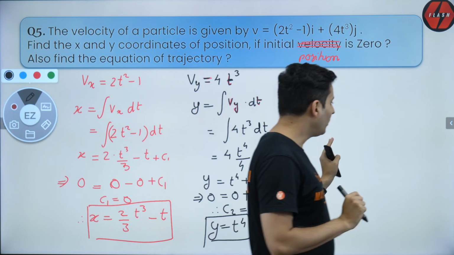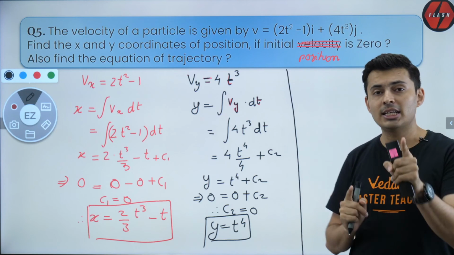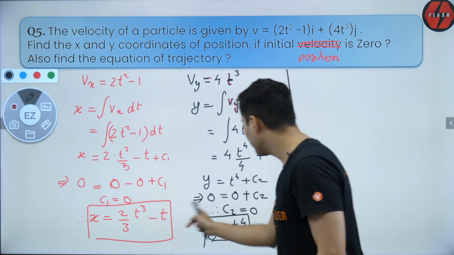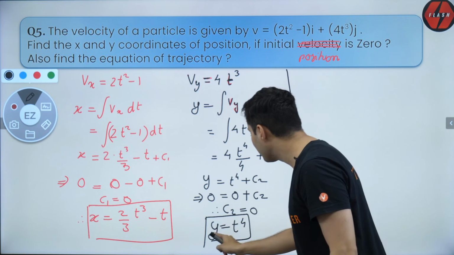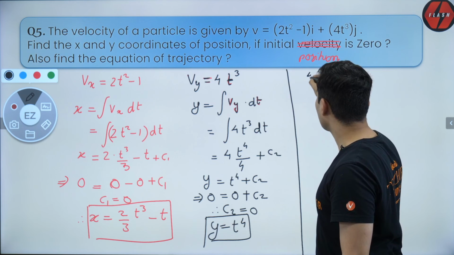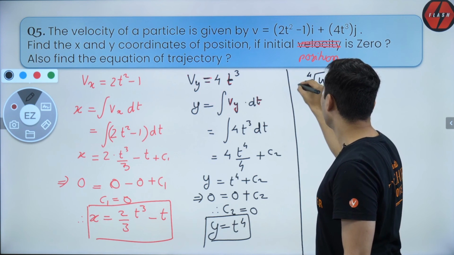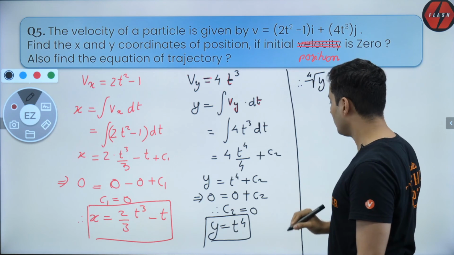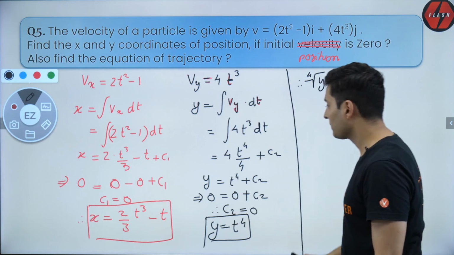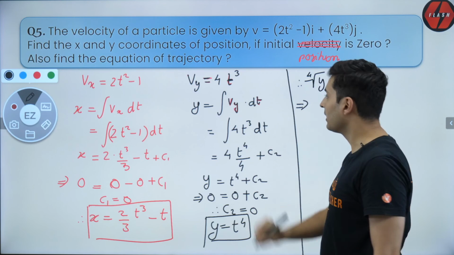All right. Now, what is the meaning of trajectory? Trajectory means an equation which does not contain time. So how do we eliminate time from both these equations? Very easy. Since y is t raised to 4, think about it. 4th root of y, right, is equal to t. Correct? Taking 4th root. Now use that over here. That tells me, think about it.